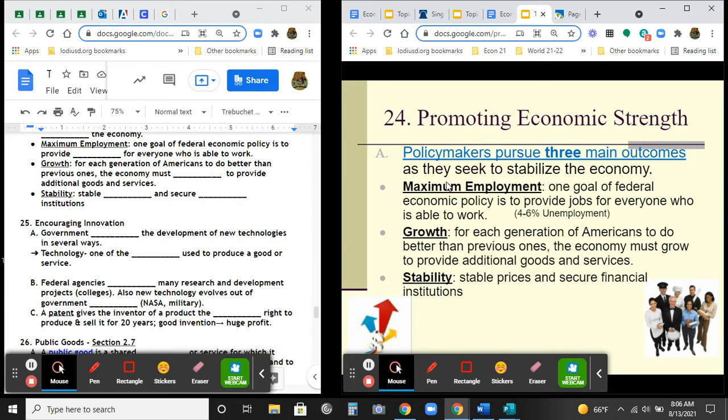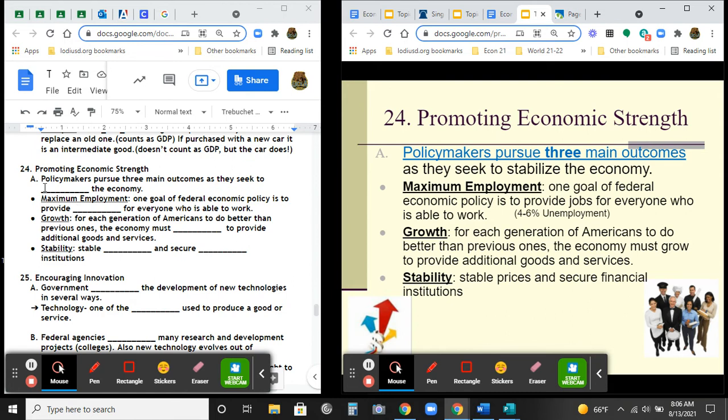So anyway, promoting economic strength. Let's go ahead and take these notes, and then I will pause. Policy makers pursue three main outcomes as they seek to stabilize the economy. Stability is good because you can rely that the market will do what you expect it to do. When you don't know what the market's going to do, it's very difficult to invest.